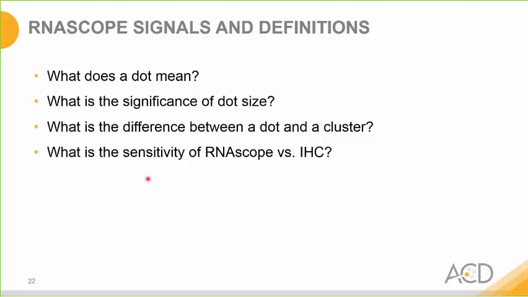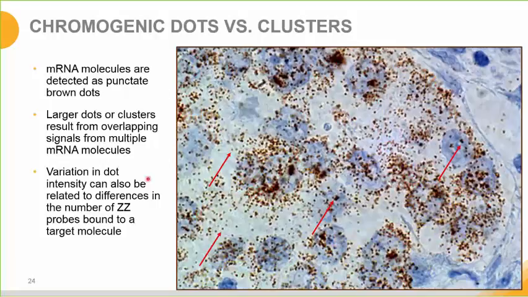Over the next couple of slides, I will address these questions in an attempt to provide the basic vocabulary for description of RNAscope assay, staining, and data interpretation. So RNA or messenger RNA molecules are detected as punctate brown dots in the RNAscope assay.